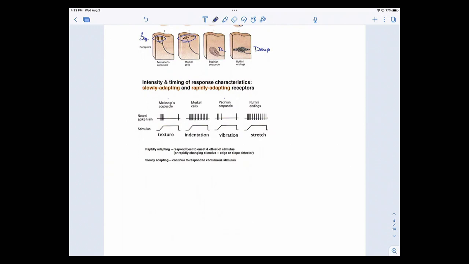So the Meissner corpuscles, if you have some type of pressure on it, here's a texture, and part of texture is going to be pressure. And so all of a sudden now you're feeling some roughness, and you can have a rapid firing of these action potentials. But if you're not changing the texture, then the action potentials go to nothing. As long as you have that stimulation, it'll be sensitive to change, but then it stops and you don't perceive it.